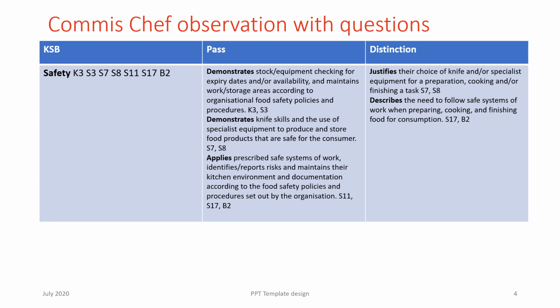So looking at the next set of criteria, safety, the same is true again. The pass criteria are all about demonstrating and applying the knowledge, skills and behaviours, and the distinction criteria leans more towards questioning with justifications and descriptions being required.